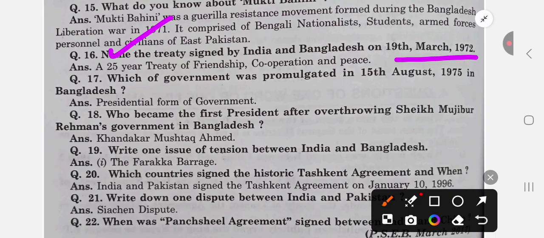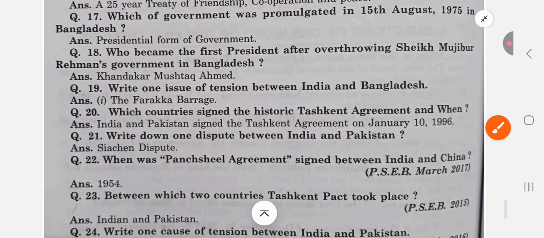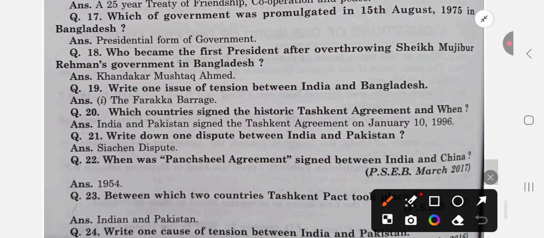Which form of government was promulgated on 15th August 1975 in Bangladesh? Presidential form of government. Who became the first president after overthrowing Sheikh Mujibur Rahman's government in Bangladesh? It was Khandakar Mushtaq Ahmad. Write one issue of tension between India and Bangladesh. It is the Farakka Barrage water dispute.